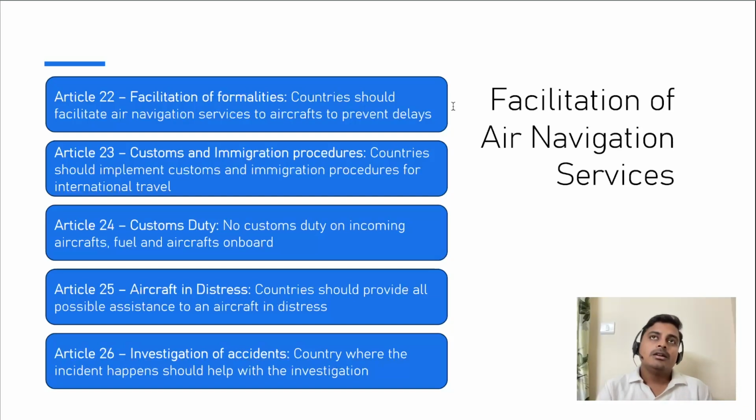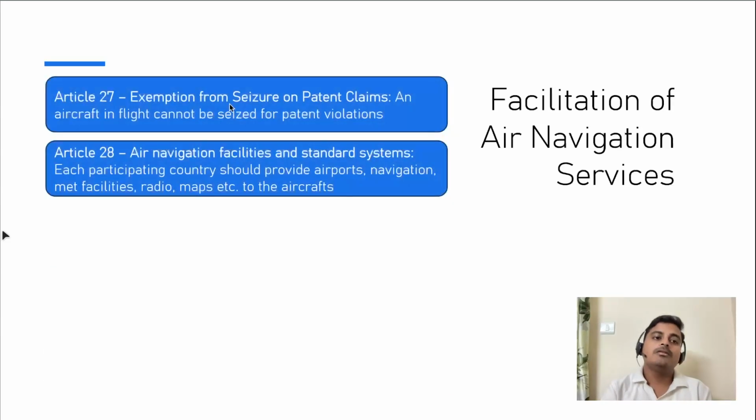And the investigating country must follow ICAO's recommended procedures as much as their law allows. The country where the aircraft is registered has the right to send observers to watch and monitor the investigation. And once the investigation is done, a report and findings must be shared with the state of registration of the aircraft. Next, we have Articles 27 and 28.